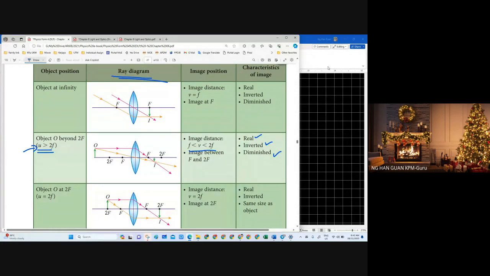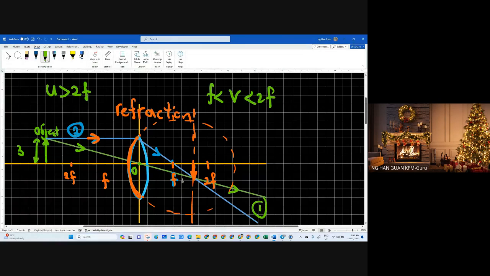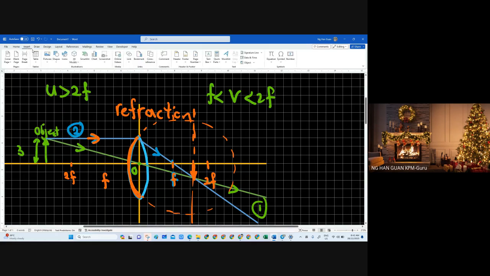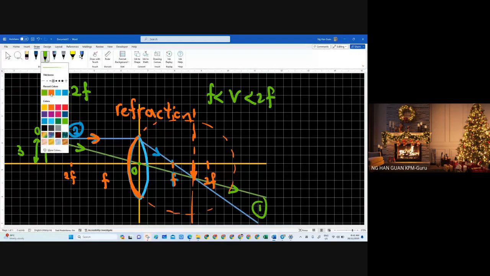Okay, so another line that you want to draw to see where the third line is, if you want to draw, you can. But this third line will be special. The way we draw is reversed compared to the second line. For the second line, we go parallel, after that we go to F. And then for the third line, we go to F first, before the lens. So since we go to F before the lens, we are referring to the F before the lens. So it's here, this one.